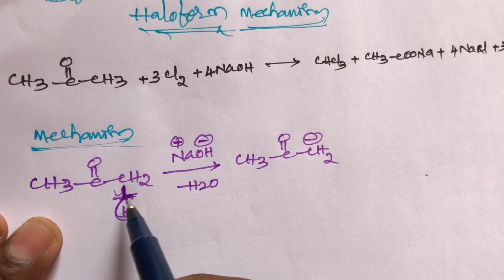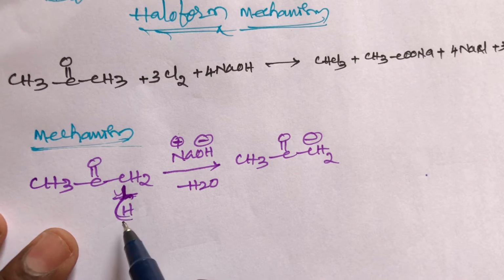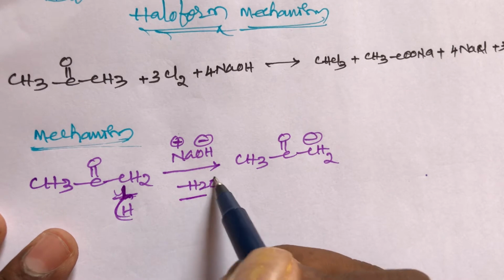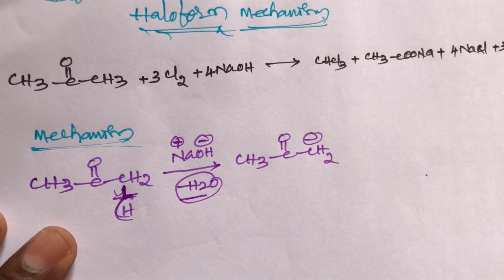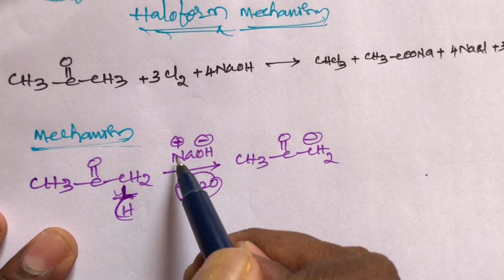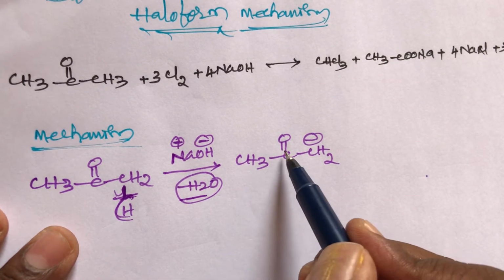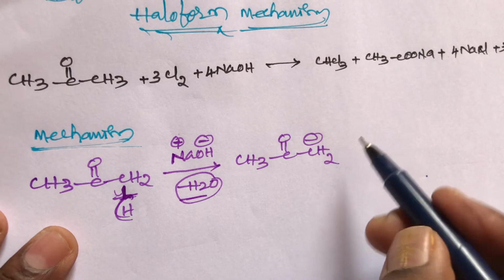These alpha hydrogens are more acidic in nature, so that's why this acidic hydrogen reacts with OH minus and we get water. That is, water is eliminated in this first step. Here how many moles of NaOH are involved? In this first step only 1 mole of NaOH is involved. We get CH3COCH2 minus. Then after that, now what to do, student?